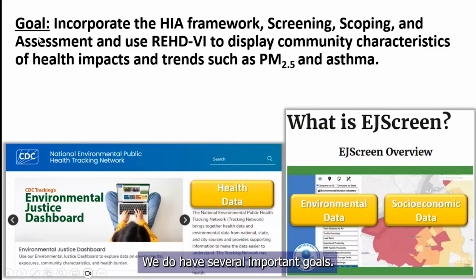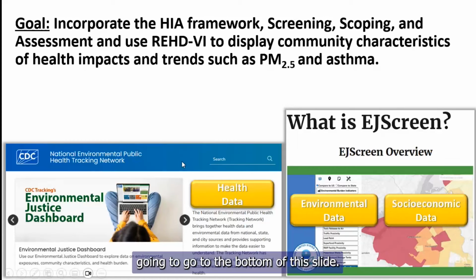We do have several important goals. One is to develop a tool that's useful for our stakeholders. So if your feedback is something like RED would be useful for you, then we would love to hear from you. The other goal is to incorporate the HIA or Health Impact Assessment Framework of screening, scoping, and assessment, and the use of RedViz to display community characteristics of health impacts and trends like PM 2.5 and asthma.